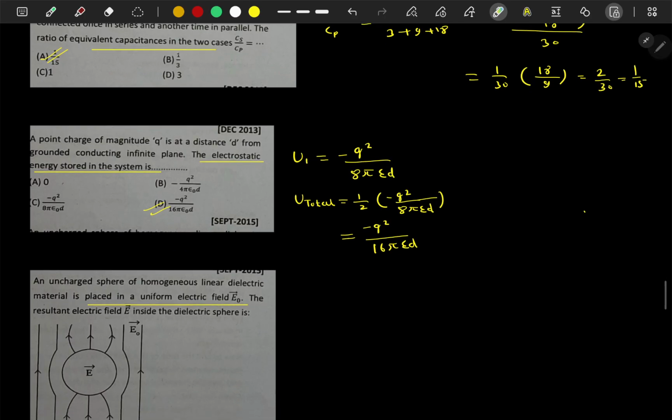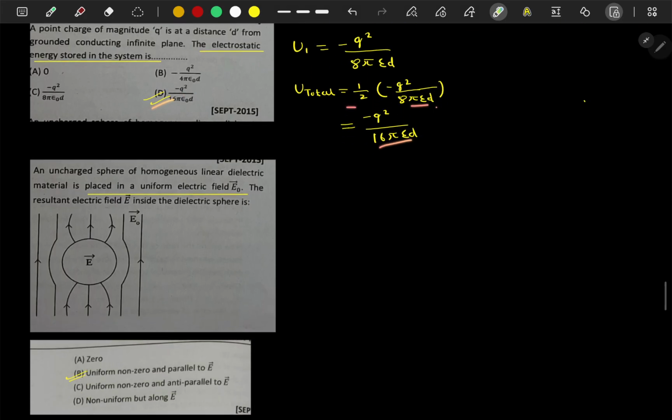Now a point charge of magnitude Q is at distance d from a grounded conducting infinite plate. The electrostatic energy stored in the system is... So we know that U equal to minus Q square upon 8 pi epsilon naught d. So U equal to minus K Q1 Q2 upon 2r here. So 4 pi into 2 will become 8 pi here. So U total will be 1 by 2 of this, and it is minus Q square upon 16 pi epsilon naught d.